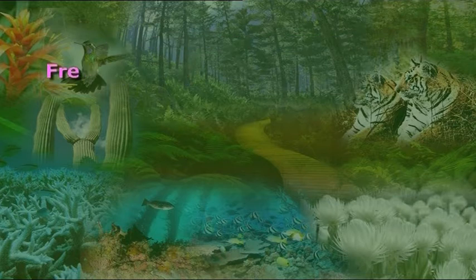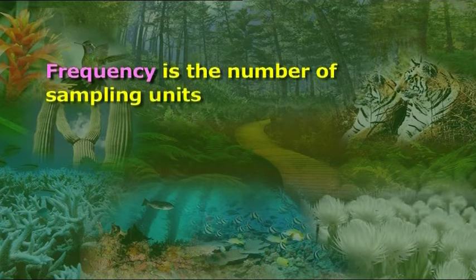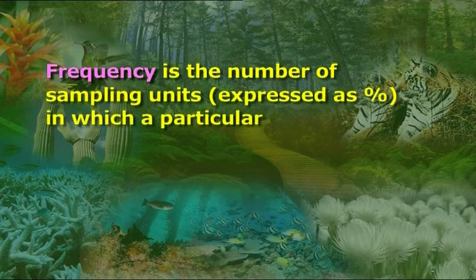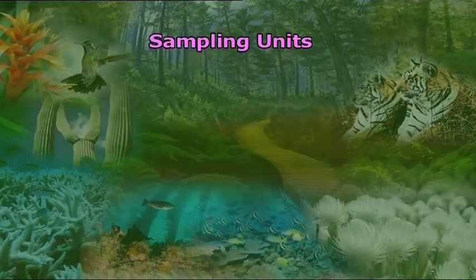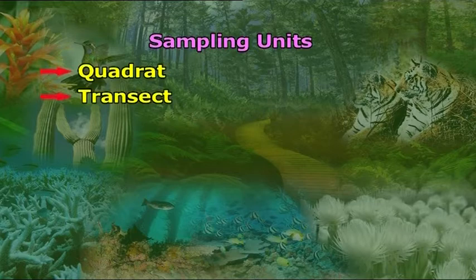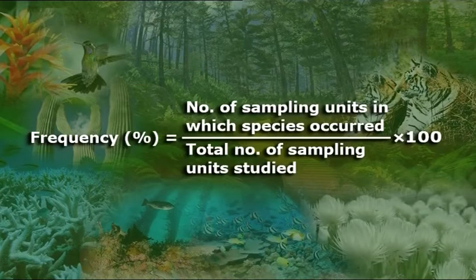Frequency. Frequency is the number of sampling units, expressed as percentage, in which a particular species occurs. Various species of the community are recorded by different phytosociological methods by taking any sampling unit like quadrat, transect and point. Frequency of each species is calculated using the formula: frequency in percentage is equal to the number of sampling units in which the species occurred divided by the total number of sampling units studied and multiplied by 100.